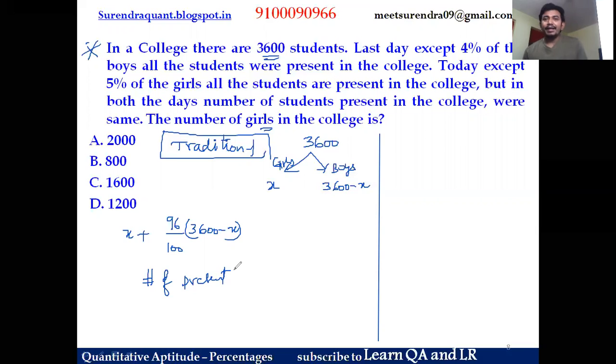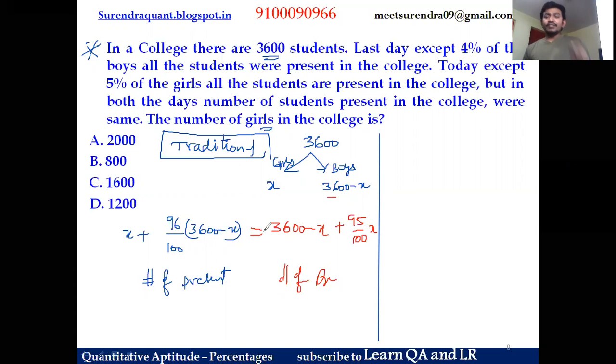And today, except 5% of the girls, all students were present. That means all boys are present the next day, so the boys are 3600 minus X. But 5% of the girls were absent. Out of X, if 5% were absent, 95% of X are present. So these are the number of students present today. But on both days, the number of students present is the same, right? Equate them. If you solve for the X value, you will get the answer. But do you believe this kind of lengthy way is possible to solve in an exam? I don't feel so. Then how do you solve?